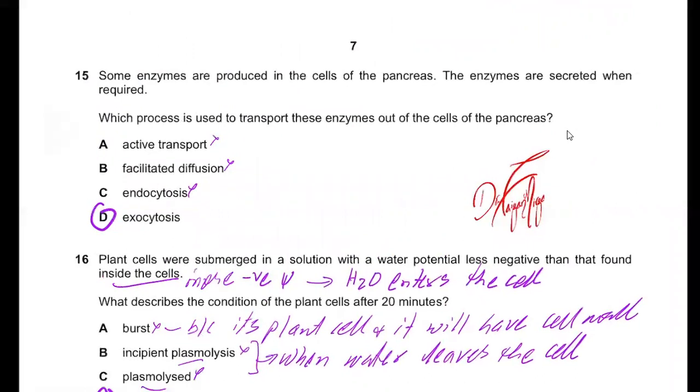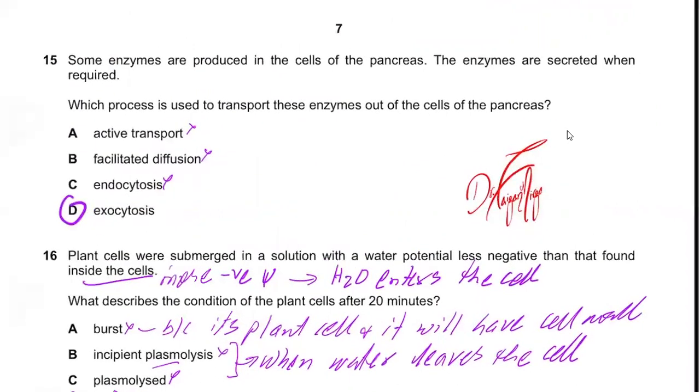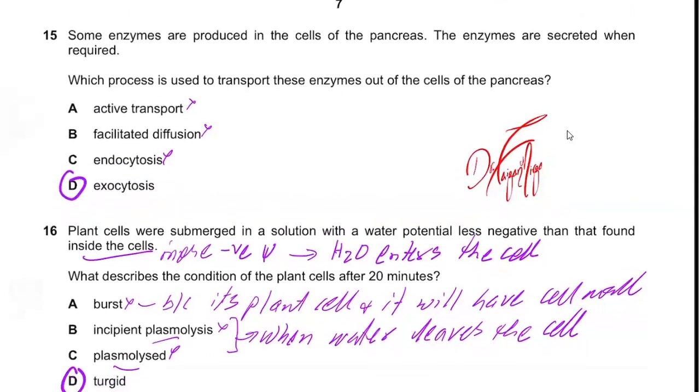Now moving on to question 15. Some enzymes are produced by cells in the pancreas. The enzymes are secreted when required. So if it's secretion, the answer is actually all about exocytosis. So yeah, that's exocytosis.